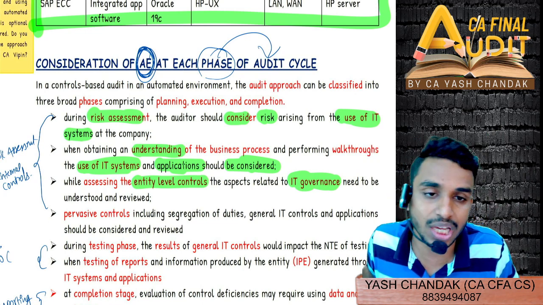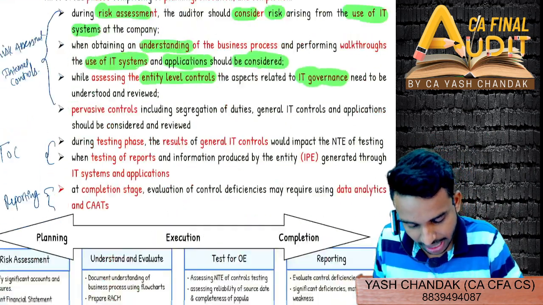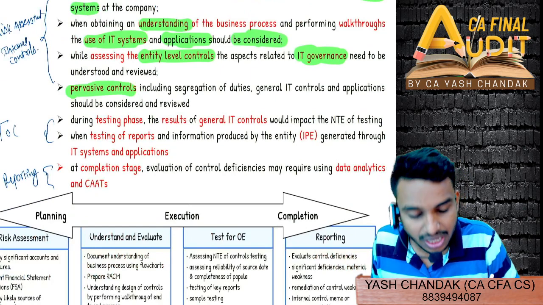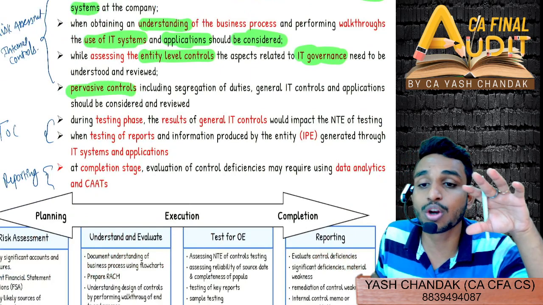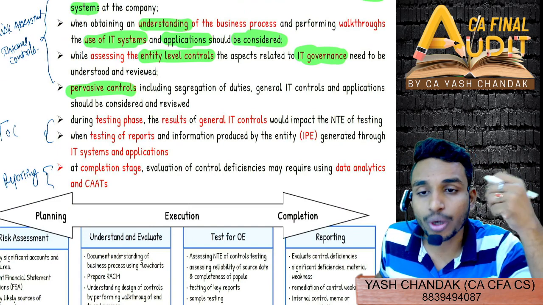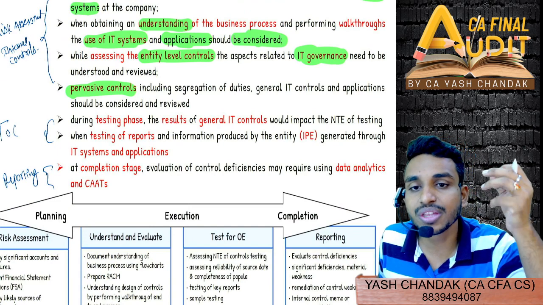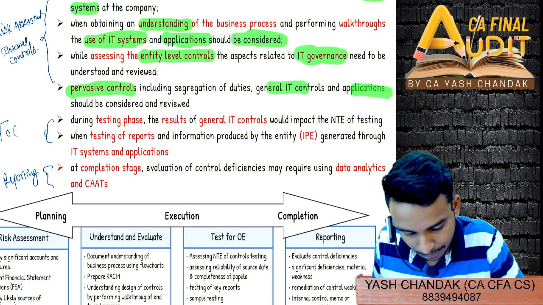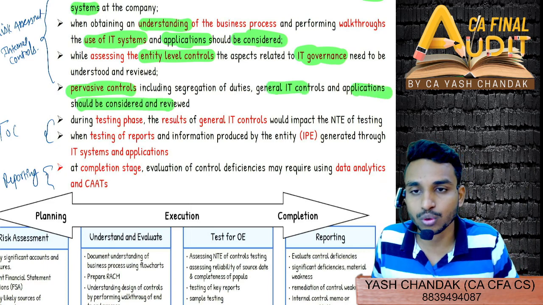So we'll go through the IT governance policies and procedures, everything. And then the pervasive controls, which are those controls which are not directly affecting the entity, but are important to be followed, and therefore these include SOD, general IT controls, and applications, which should be considered and reviewed.